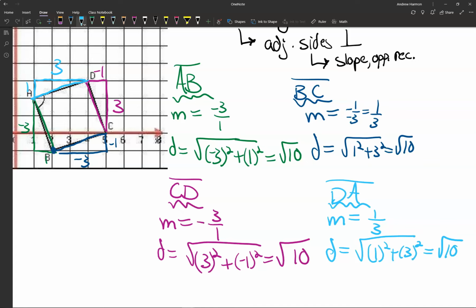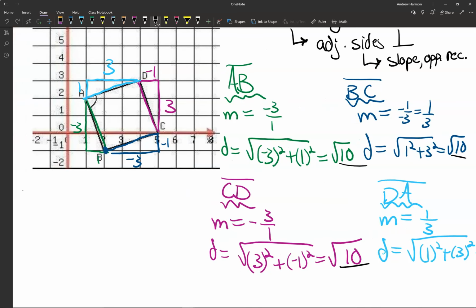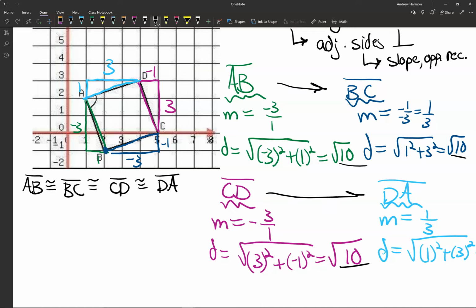Alright, so we can instantly see that all 4 sides have the same length. AB is congruent to BC, which is congruent to CD, which is congruent to DA. Okay, so that's the first part. Now the second part is looking at the slopes of the consecutive sides. So AB is consecutive to BC, CD consecutive to DA.